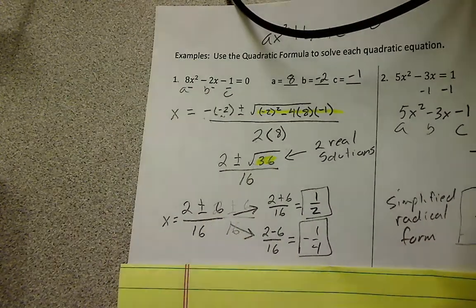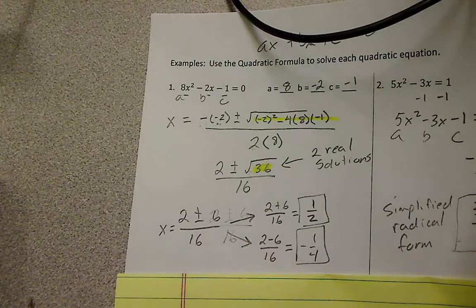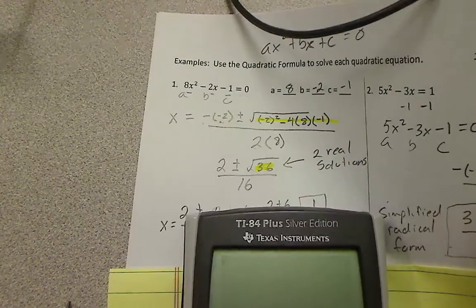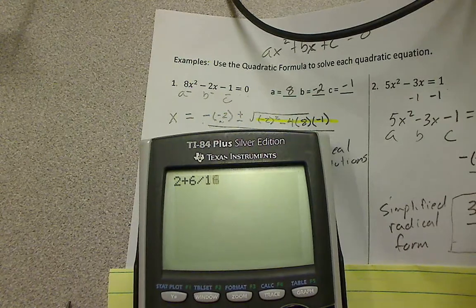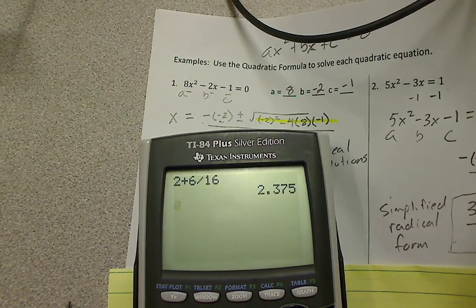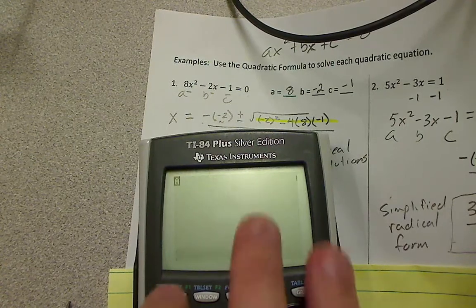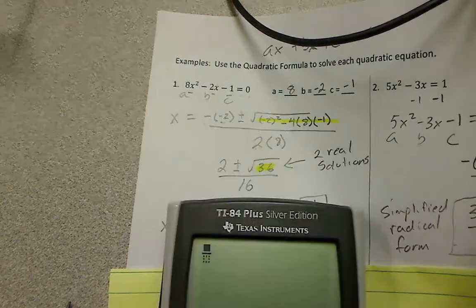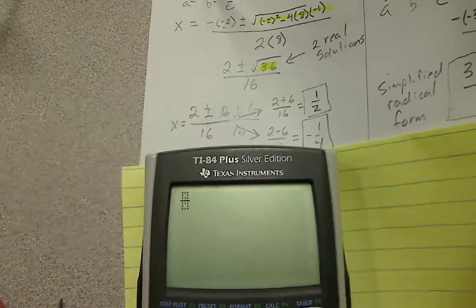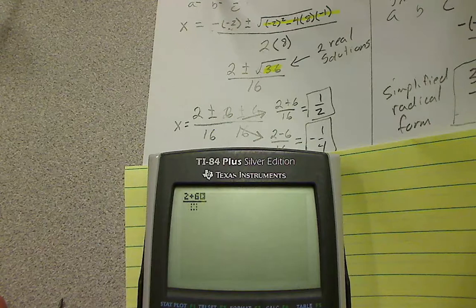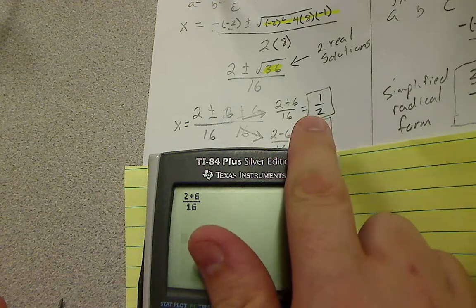and when you solve it, here's what happens. Square root of 36 is 6. A very common mistake is that people want to go 2 plus 6 divided by 16. Don't do that. That's going to give you an answer that you don't want. Your fraction bar is going to be your best friend. So in this case, what I would do is 2 plus 6 in my numerator and divided by 16 in my denominator. I get 1/2 for my first answer.